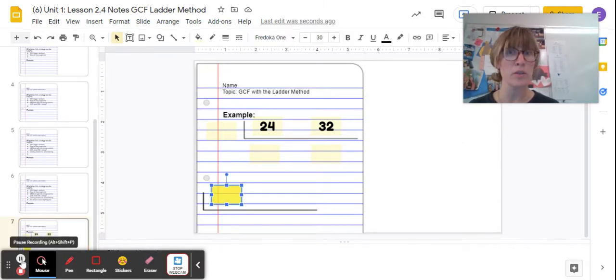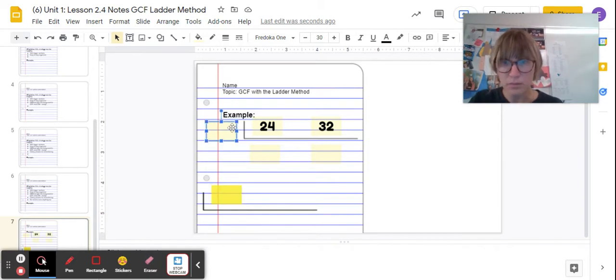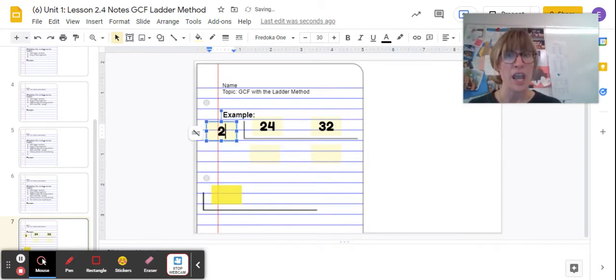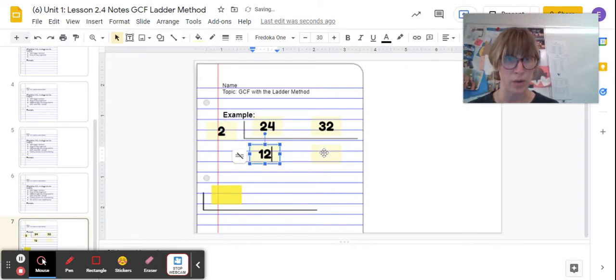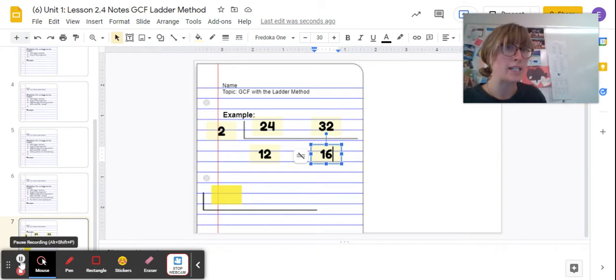So the first thing we're going to do is find a number. We can use our divisibility rules to help us, a number that divides evenly into both 24 and 32. And when I look at them, I go, oh, well, they're both even. So I know that 2 can divide both of them. And when I do that, 2 into 24, I can pull out 12 2's, or 24 divided by 2 is 12. And I can pull out 16 2's from 32. So you can see I'm organizing it and it's turning into this ladder of sorts.